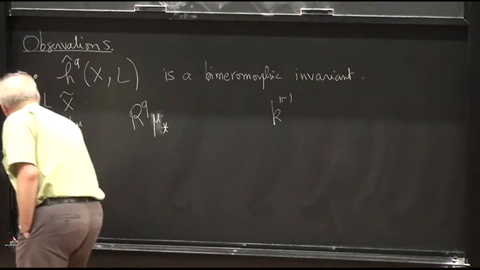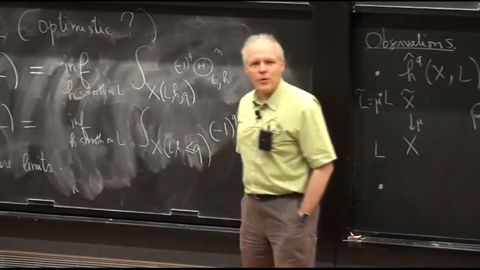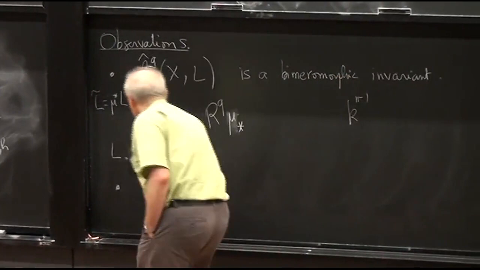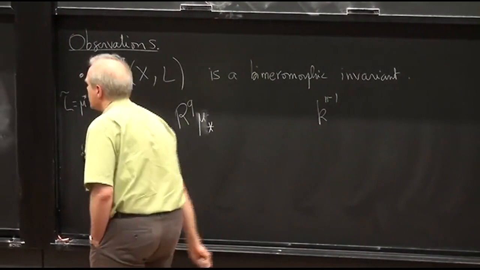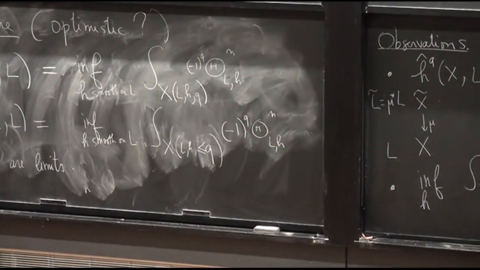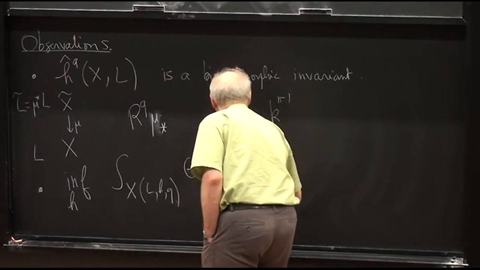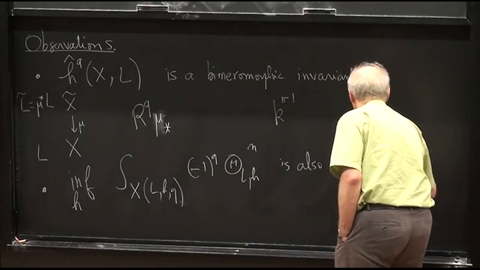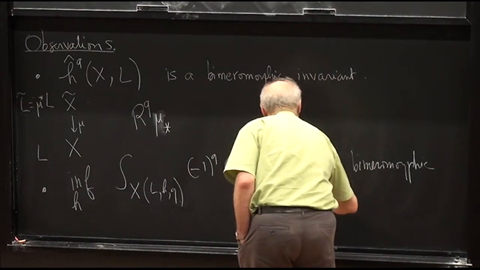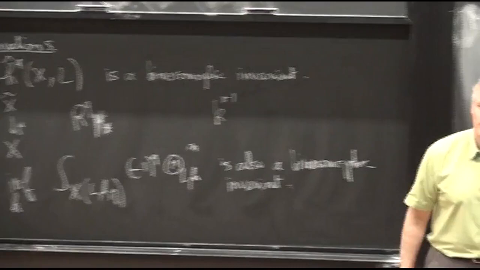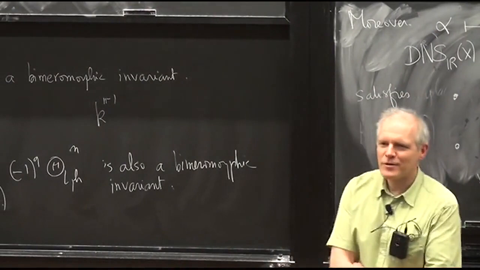It's a slightly more subtle argument to show that the Morse integrals are also bimeromorphically invariant. The infimum. I don't write it for the second case, but it's also true. Of course, in the real case, it's not as well behaved, because if you blow up, you suddenly modify the invariants. You are counting something which is not as stable as the integrals.